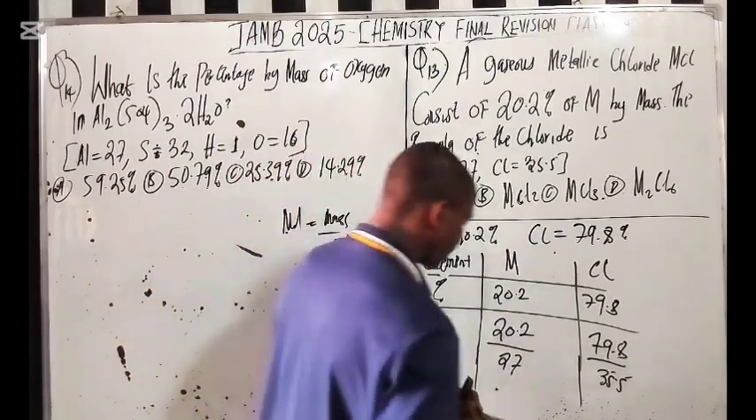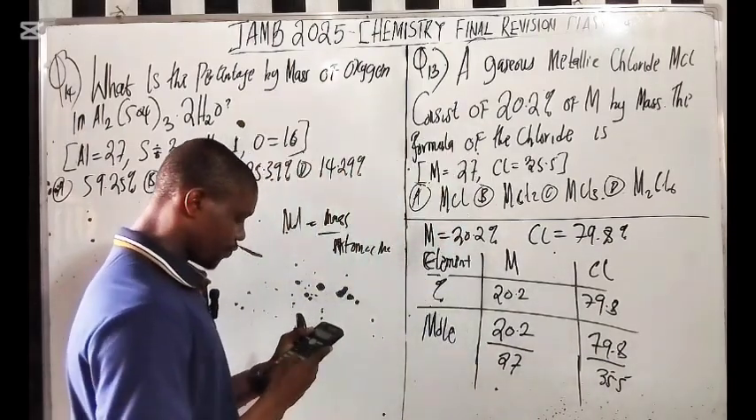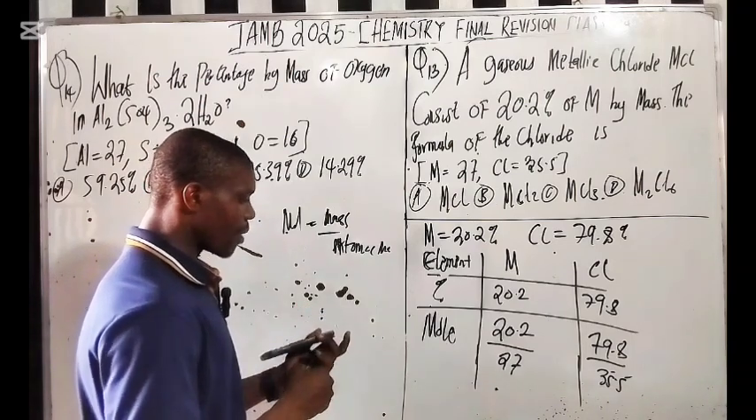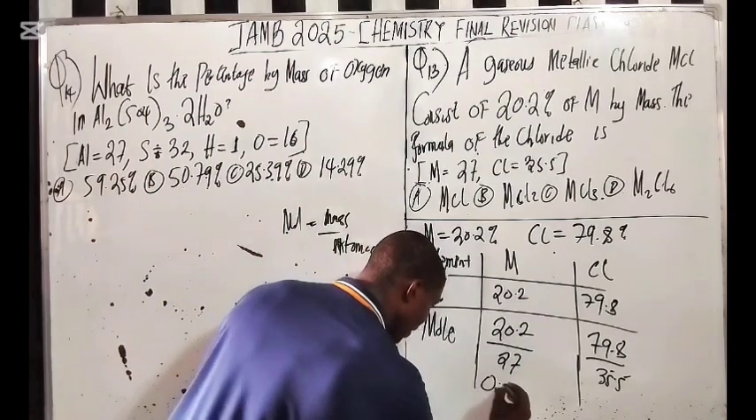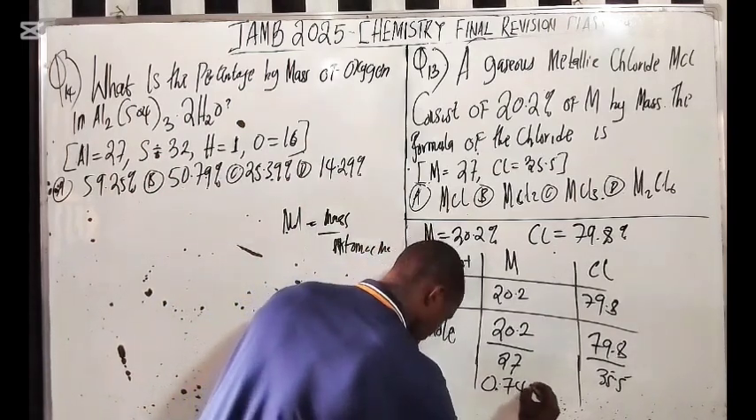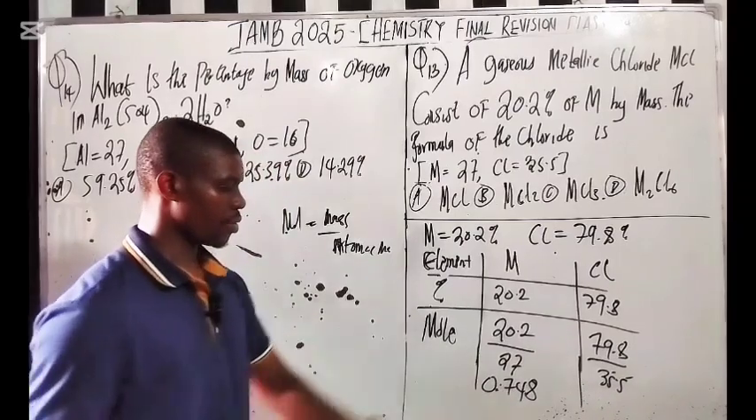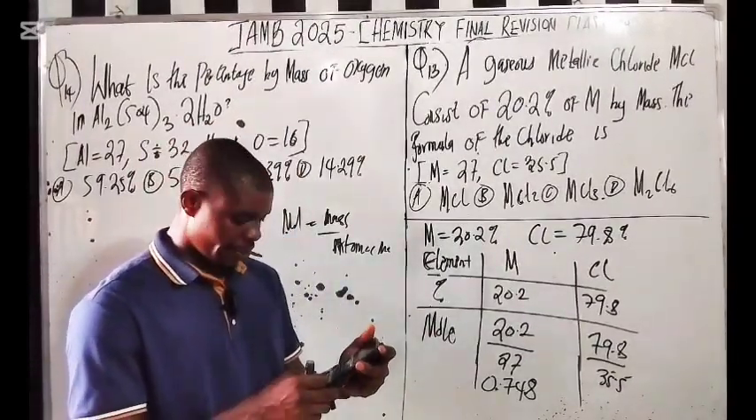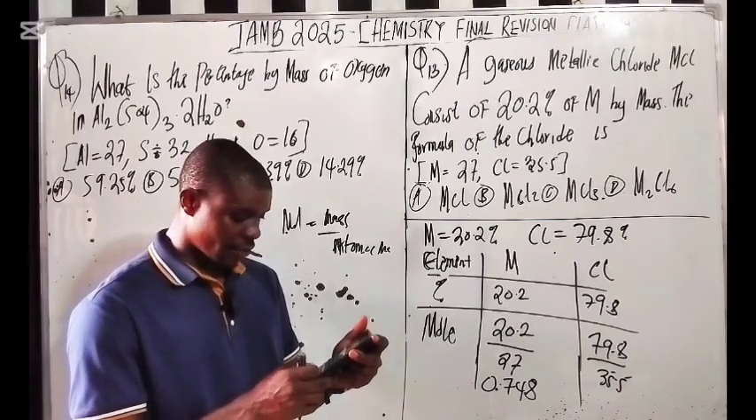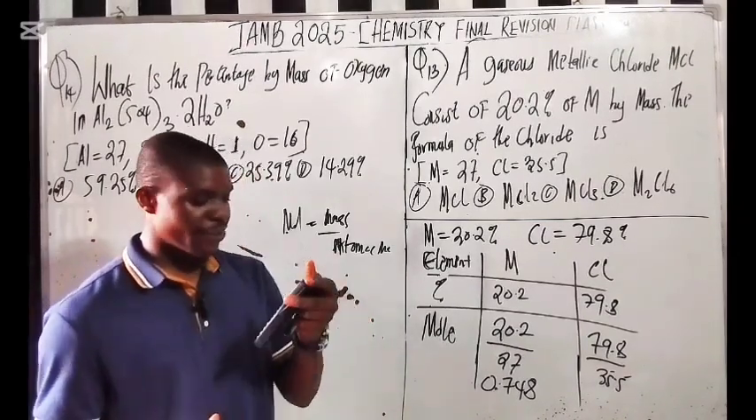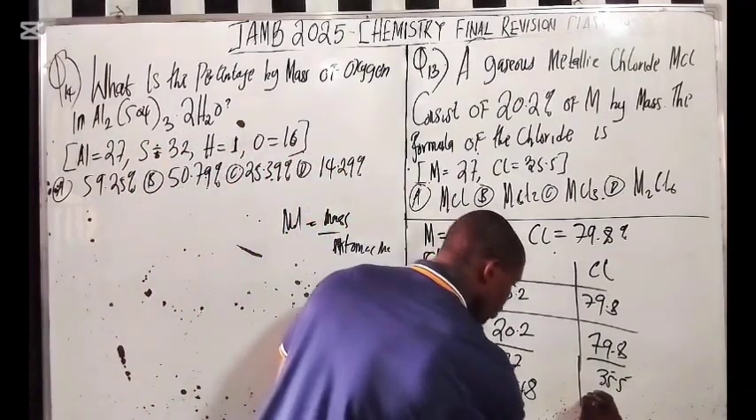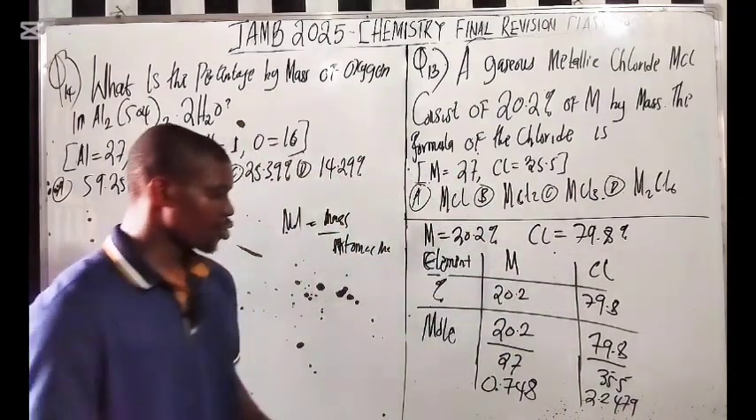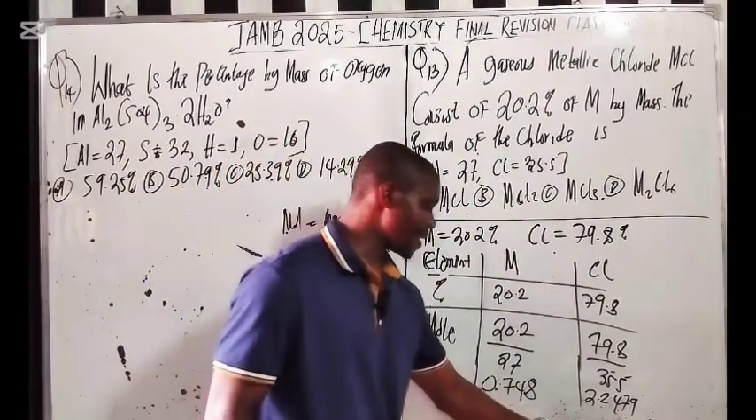So now let's divide it here. 20.2 divided by 27 gives 0.748. So here we have 0.748. Then 79.8 divided by 35.5 gives 2.247, or 2.2479. Just that. So this divided by this to get this here, and this divided by this to get this here.